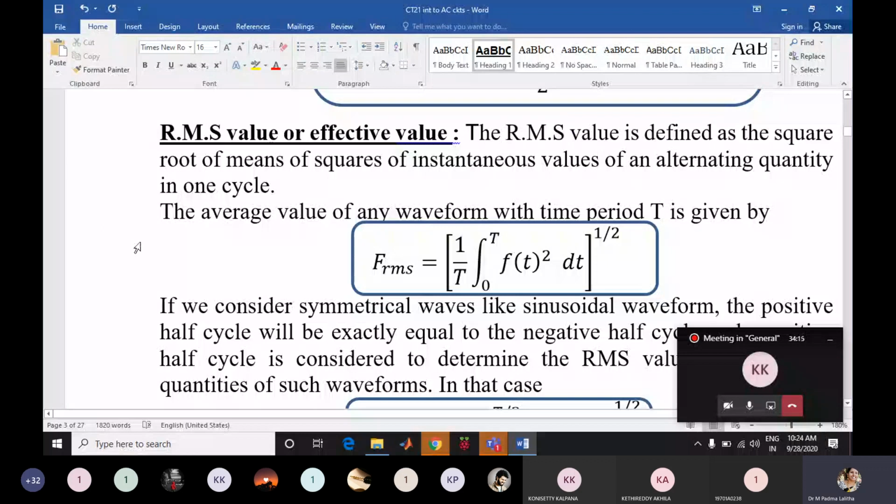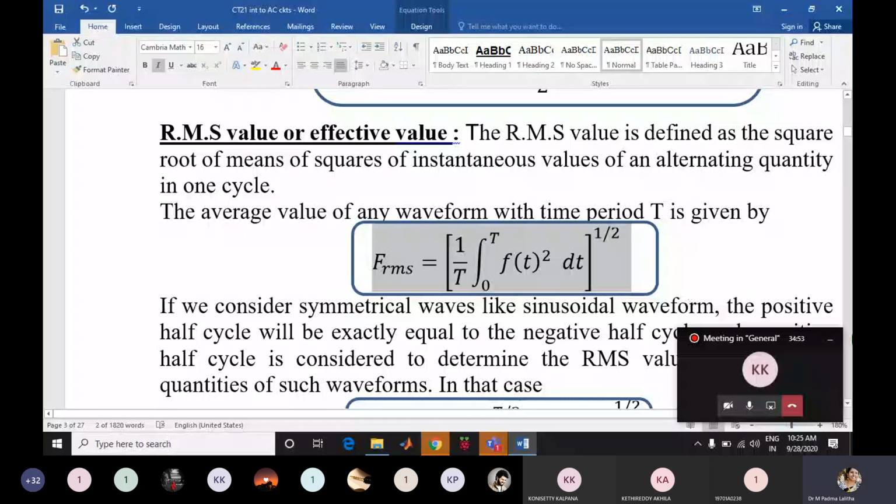So the RMS value of any waveform with time period t is given by this expression. F RMS is equal to the square root of 1 by t integral 0 to t f of t square dt. So the square root of the average of the squares.